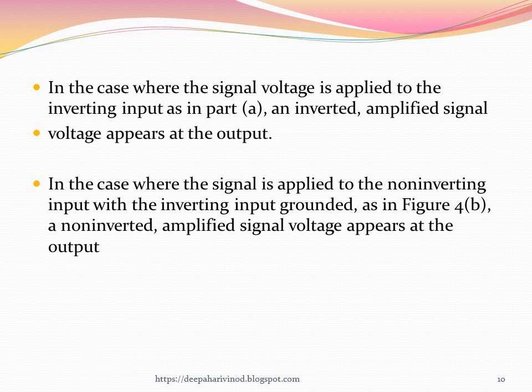Where the signal voltage is applied to the inverting input, as in the first figure, an inverted amplified signal voltage appears at the output. Where the signal is applied to the non-inverting input with the inverting input grounded, a non-inverted amplified signal voltage will appear at the output.